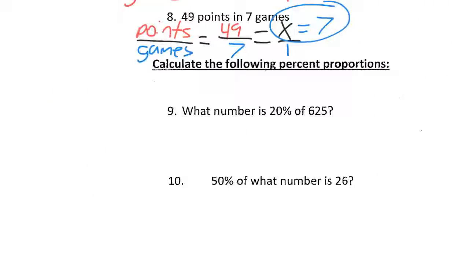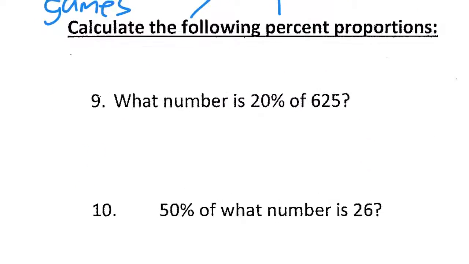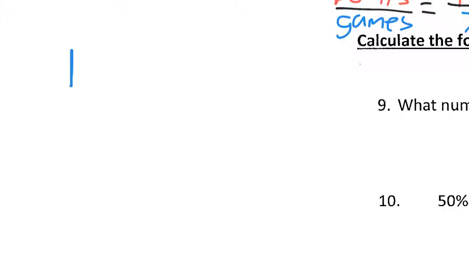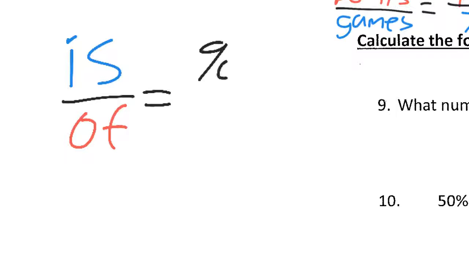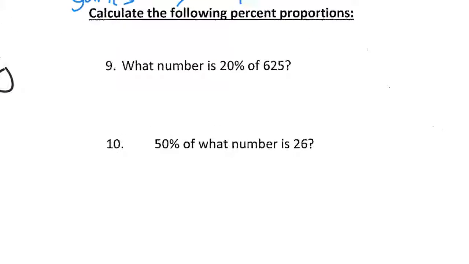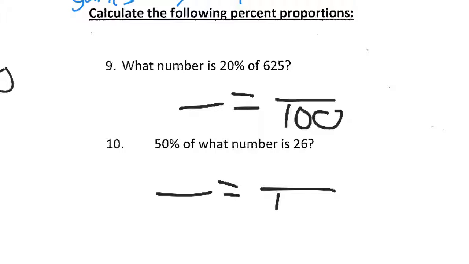The last 2 are back to percent proportions, which is is over of. So I'm going to write is over of. Percent is always going to be a percent out of 100. So I can set both of these up without really doing too much yet. I can do line equals line over 100, and line equals line over 100.